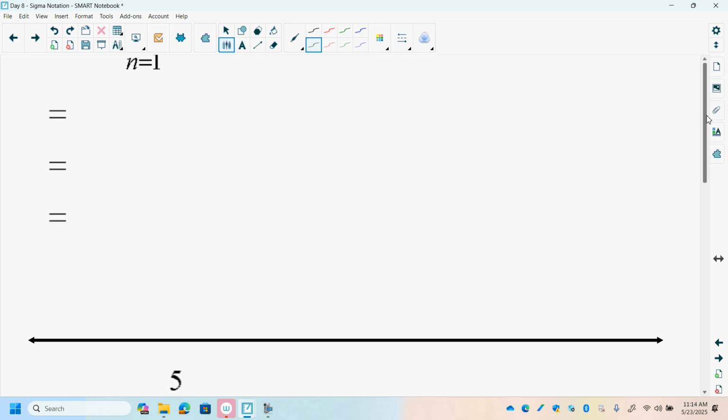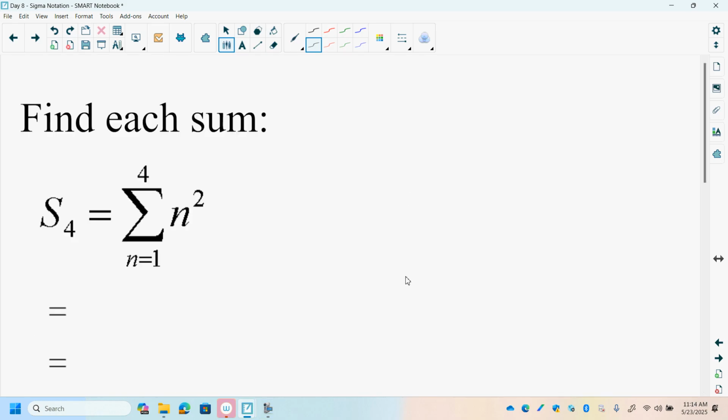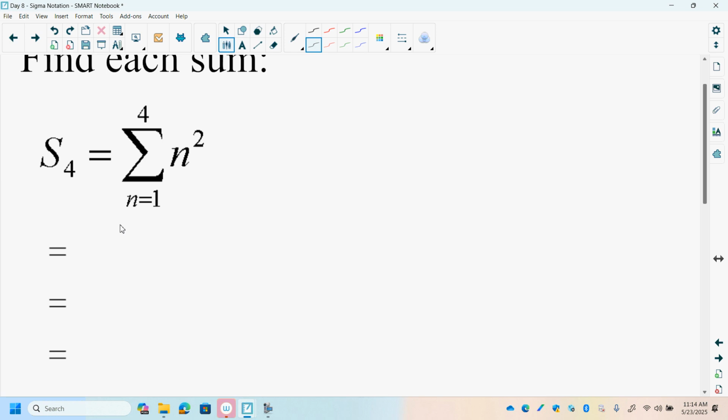All right, couple questions to try. It says find each sum. If you flip your sheet over, they should be on the back. What am I starting at? What am I stopping at? So I should go 1 squared, 2 squared, 3 squared, 4 squared. What should I put between all of these? Why? Because the sigma symbol means calculate the sum, add.